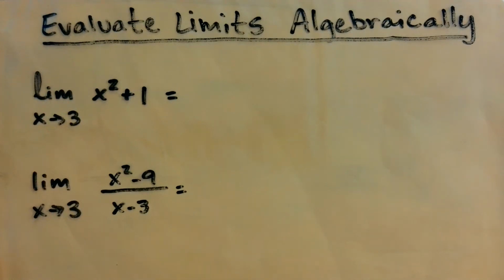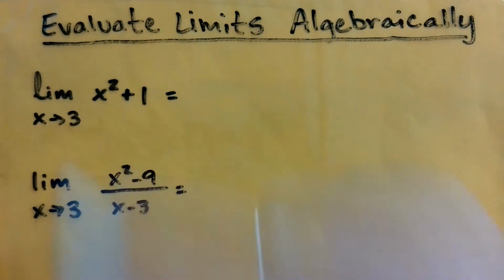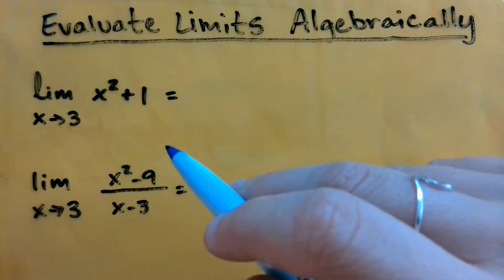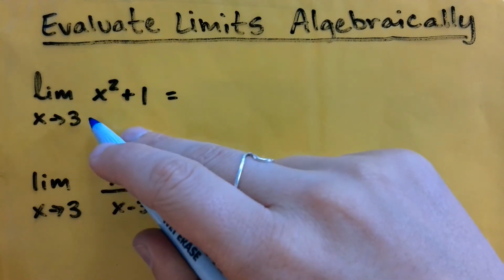Remember that for any limit, we're just being asked what y value is being approached from the left and the right as we are getting closer and closer to an x value. So for this first example, the limit as x approaches 3, we're trying to see what y value we are approaching from the left and the right as we get closer and closer to 3.